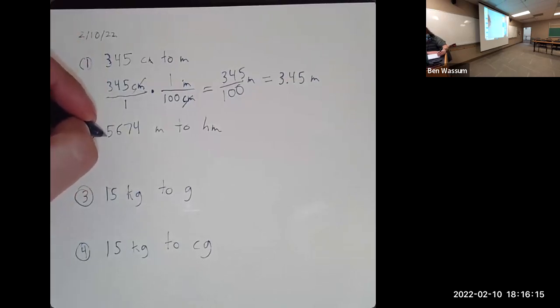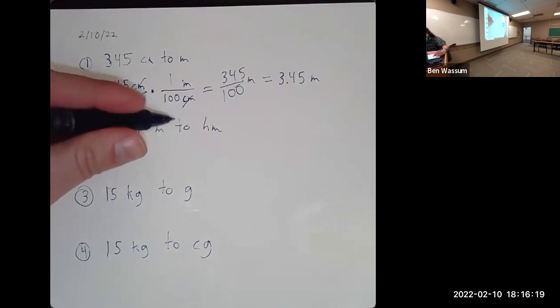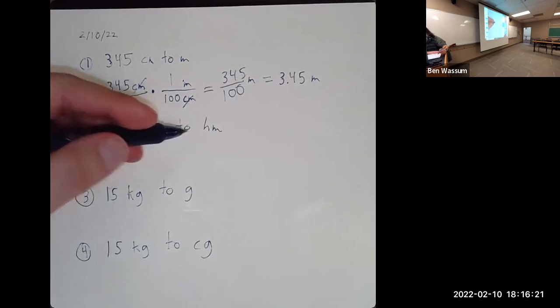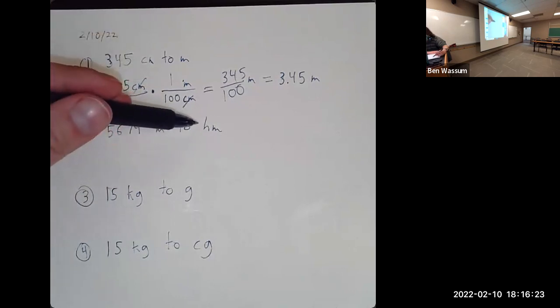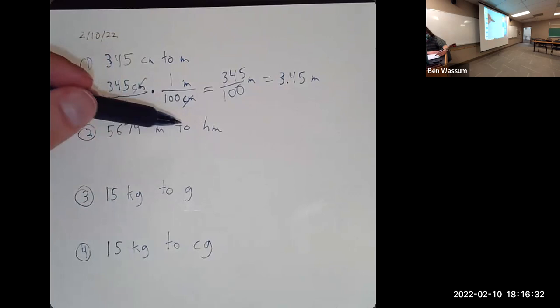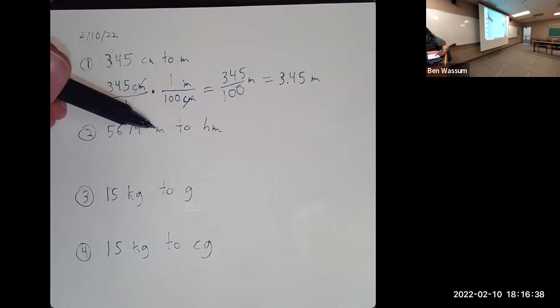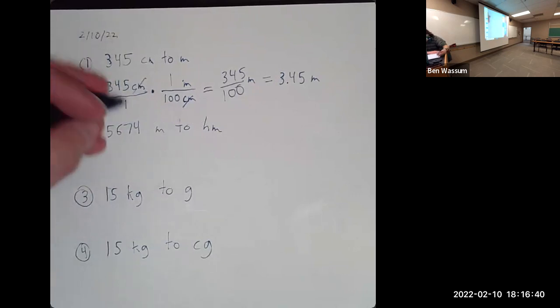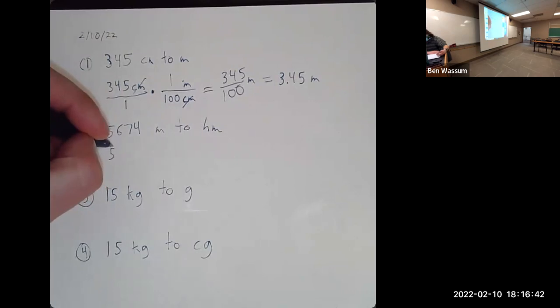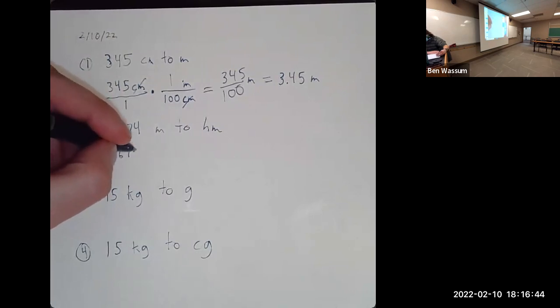So now we're going to go from 5,674 meters to hectometers. And hectometers is one of the ones where it's a larger number. So in this case, hectometer means you have 100 of your original unit. So that means that hectometer is 100 meters. So I'm going to do this the same way I did the last one.